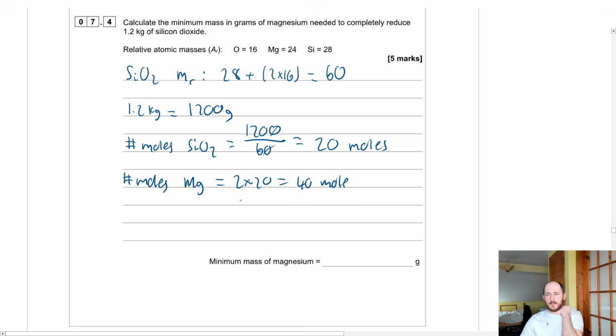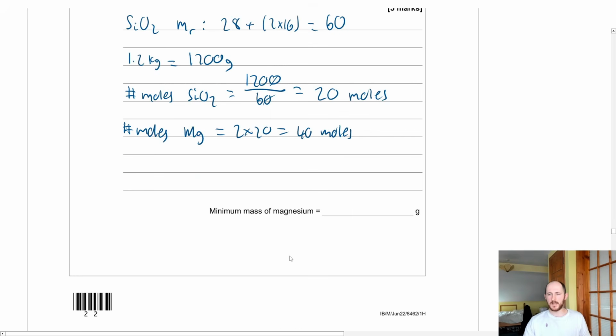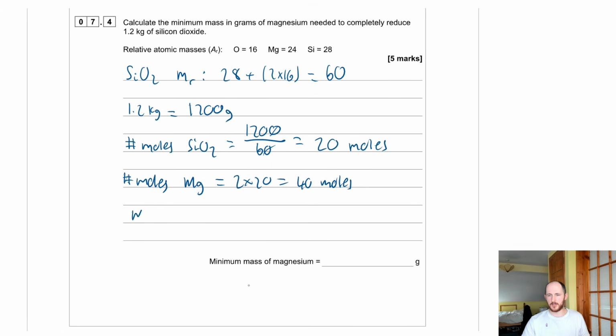And again, the reason why we do that is because there's a 2 in front. If there's a 3 in front, it'd be 60. If there's a 5 in front, it'd be 100. If there was a 2 in front of the SiO2, we would halve this one, etc. So now we need to go back to the mass. For the mass of Mg, you take the number of moles, which is 40, and times it by its molecular mass, or in this case atomic mass, because it's just an atom. Times it by 10 would be 240, double it 480, 960 grams.